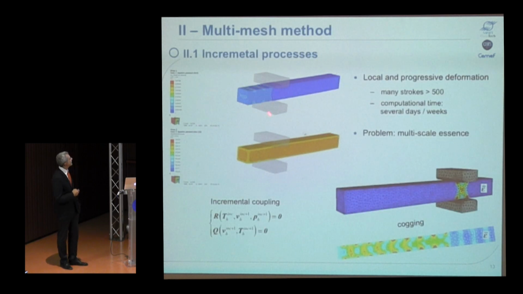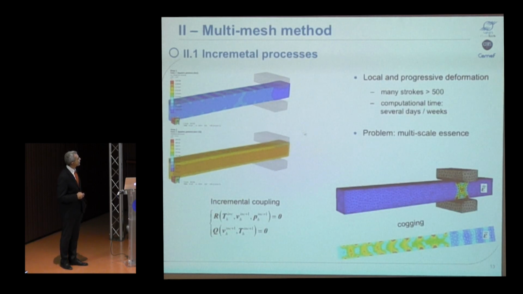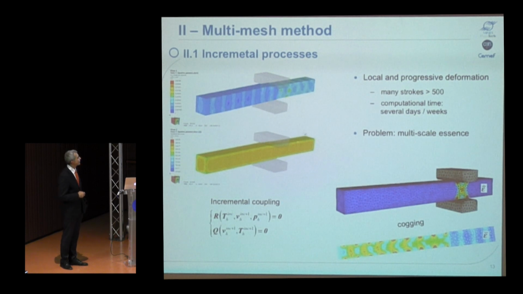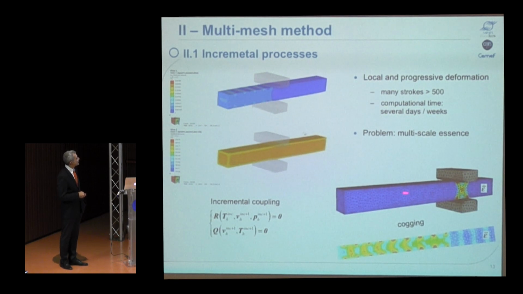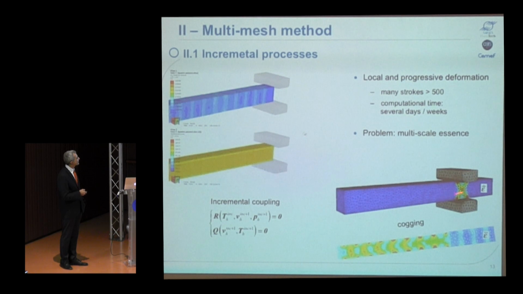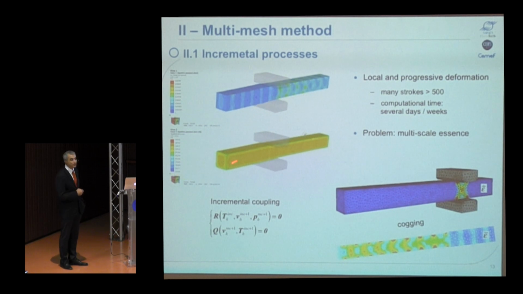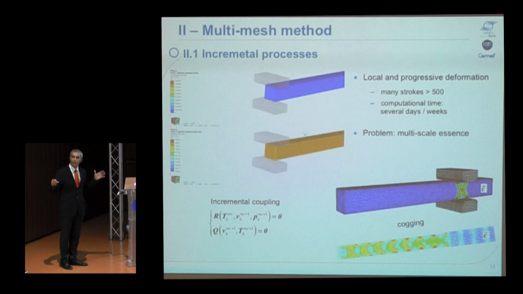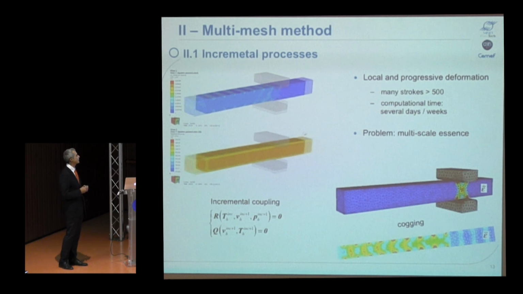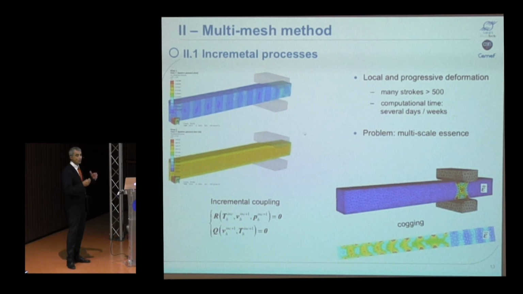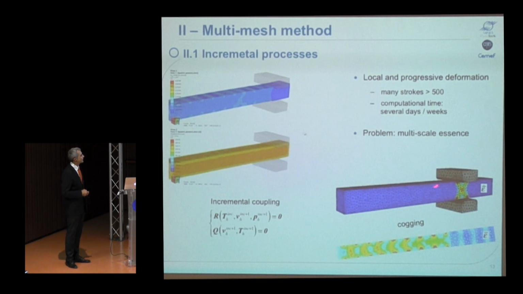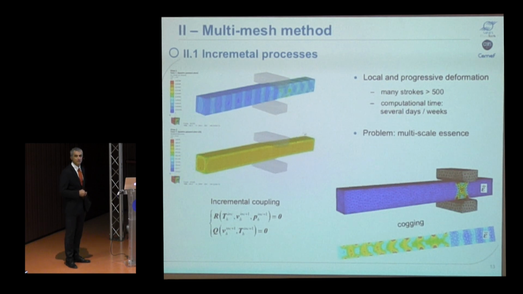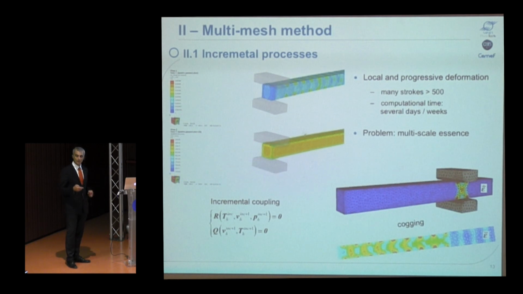So first, we can look at the incremental process, the problem of cogging, where we have a very large number of strokes, several hundreds. The computational time is very high. If you look at the mechanical deformation, you can see that it is highly localized. However, the temperature has to be computed on the whole domain, because temperature evolution is very important for these processes; the change of temperature of the rod is very important to take into account. So somehow there are two scales or two physics to take into account, one which requires a very localized mesh and another one which requires a global mesh.